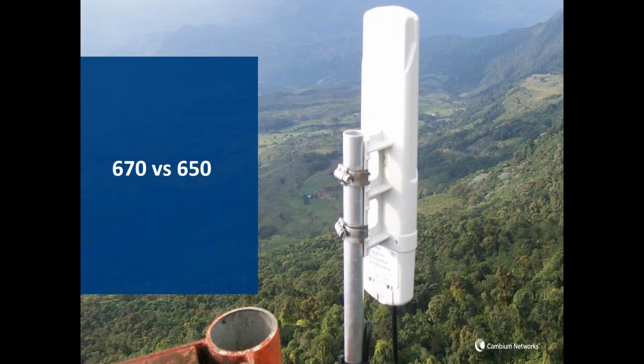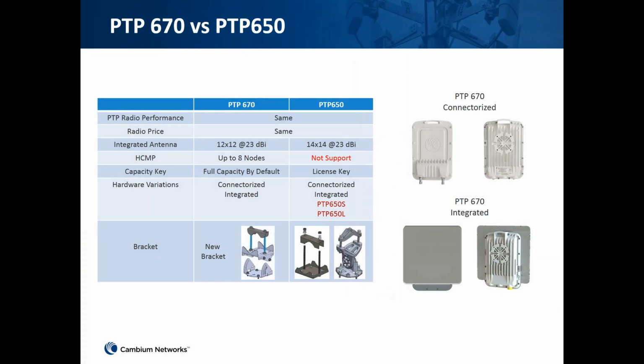Now I'm going to focus a little bit on the comparison between the 670 and 650. If you compare just pure radio performance, the PTP 670 is really similar to the PTP 650. If you compare the price, the PTP 670, with respect to variants like connectorized and integrated, is the same price as the PTP 650. The antenna size is slightly different. With the PTP 670, we have tried to reduce the antenna size from 14 by 14 inches for the 650 to 12 by 12 inches while maintaining the 23 dBi gain that we have.